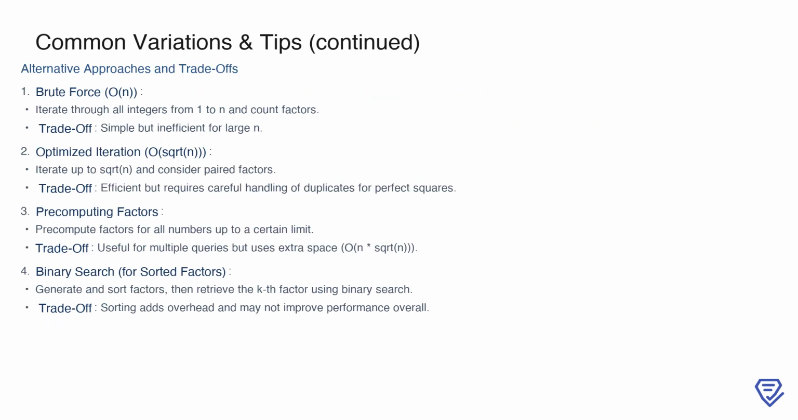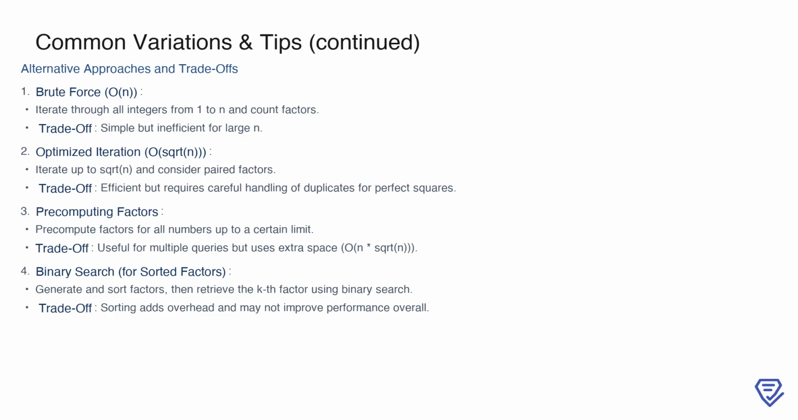There are several approaches to solving this problem, each with its own trade-offs. The brute force method involves iterating through all integers from 1 to n and counting factors. While this approach is simple and easy to implement, it's inefficient for large values of n due to its O(n) time complexity. A more optimized iteration method involves iterating up to sqrt n and considering paired factors. This reduces the range of iteration, making it much more efficient, with a complexity of O(sqrt n). However, you need to handle duplicates carefully, especially for perfect squares.